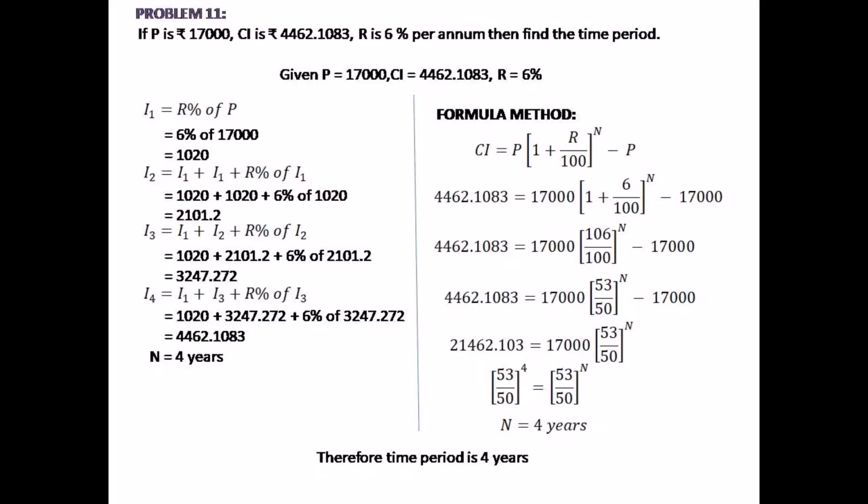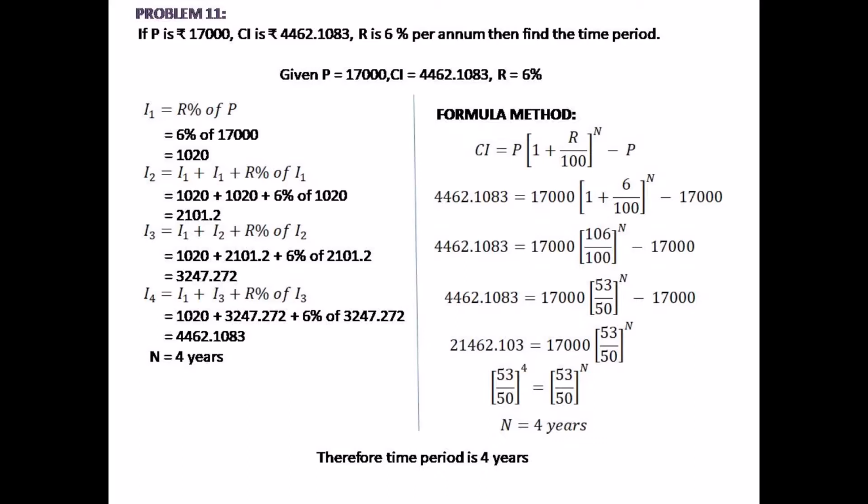I4 equals I1 plus I3 plus R% of I3, that is 1020 plus 3247.272 plus 6% of 3247.272. Gives I4 is 4462.1083. We get rupees 4462.1083 in fourth year. So number of years is 4 years.